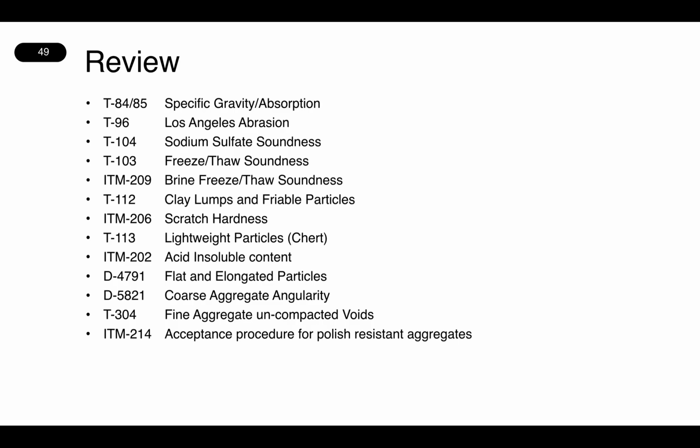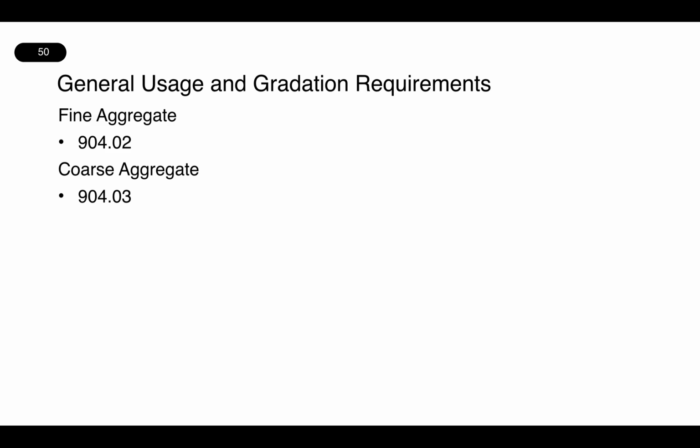So this, as a review, this chart just shows you the test method associated with some of the physical quality tests that we run. So for general usage and gradation requirements, and again, you can find those for fine aggregate in 90402 and for coarse aggregate in 90403 of the state standard specification book.